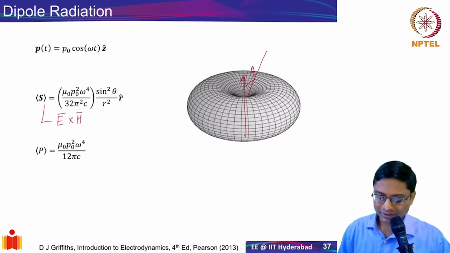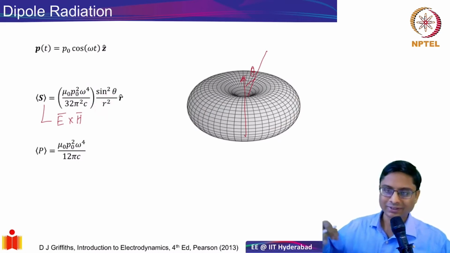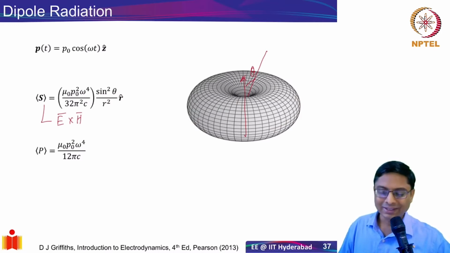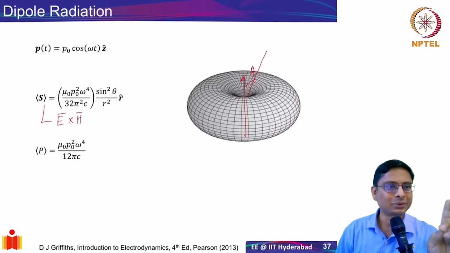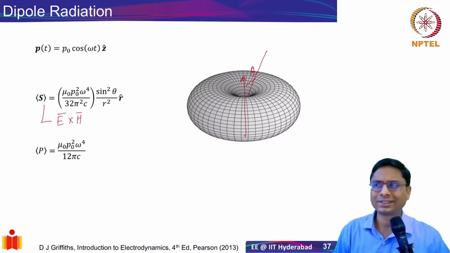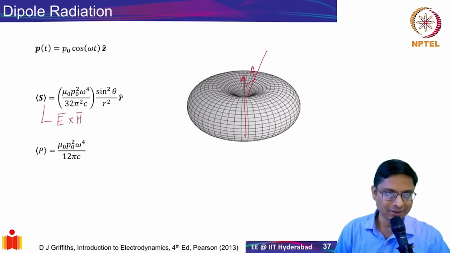The other important feature is that we have 1 over r square dependence. Okay. 1 over r square means as a function of distance, the energy flux is reducing, right? How does it make sense? To understand that, what we have to do is, let's say you have a source. It's emitting in free space. Okay. Then if you go to larger and larger distances, why is the flux density reducing?